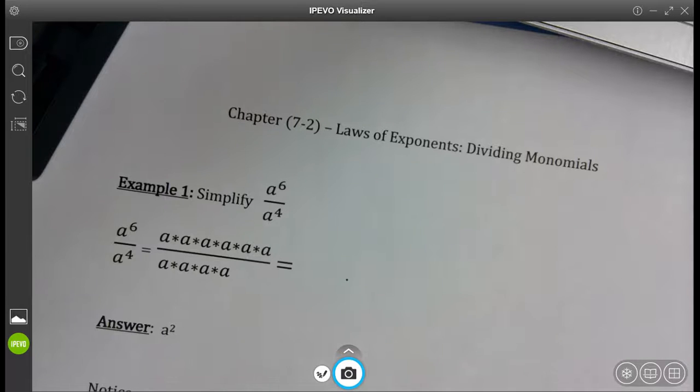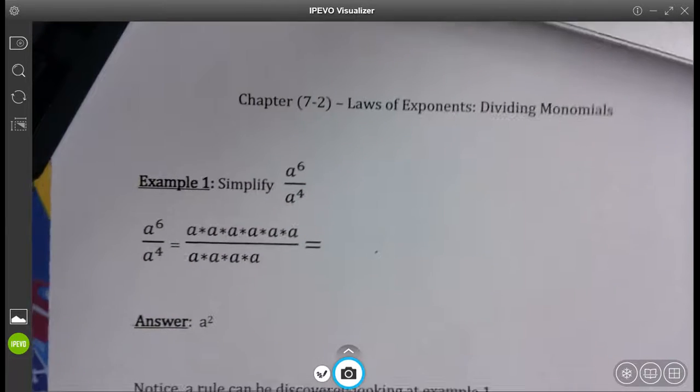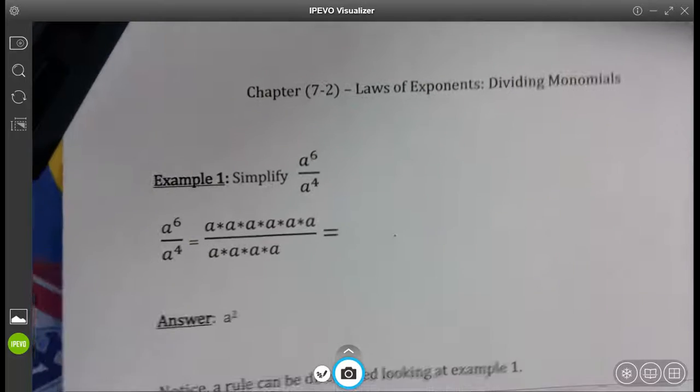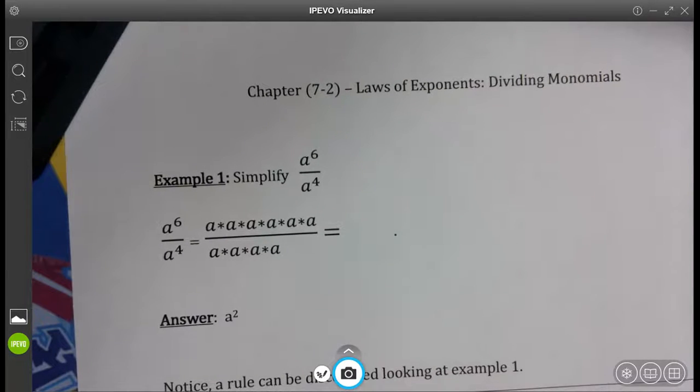Okay, we are in the second section of Chapter 7, Laws of Exponents: Dividing Monomials. We're going to divide monomials using the property of exponents, and we're going to simplify expressions containing negative and zero exponents. Okay, so first we're just going to simplify monomials by dividing using the property of exponents.